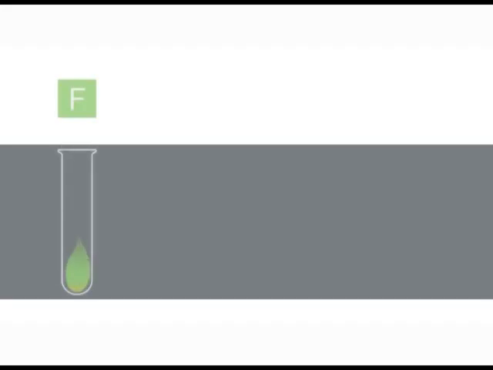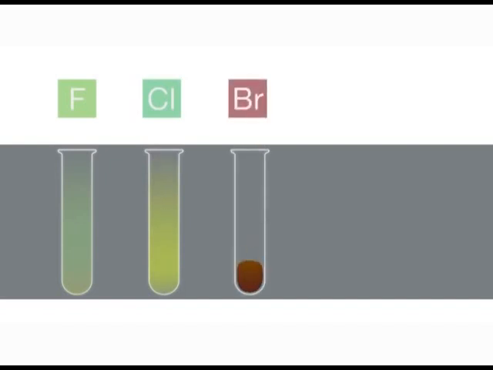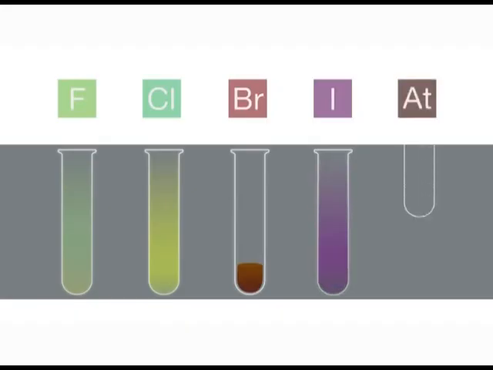Fluorine is a pale green gas. Chlorine is a greenish yellow gas. Bromine is a reddish brown liquid. Iodine is a gray solid that sublimes to a purple vapor. Astatine is a black solid and radioactive.